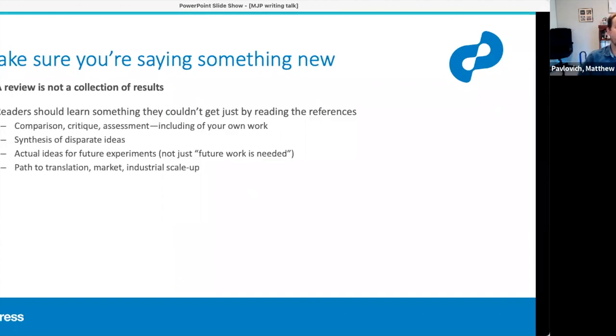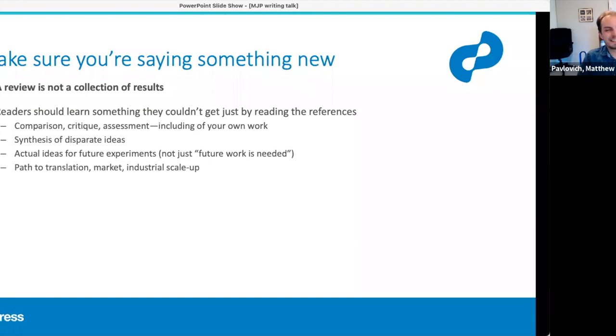Maybe that's a comparison, critique, assessment, including of your own work. You can cite, of course, your own research in a review, but you should compare it against what other groups are doing. And maybe this approach looks more promising than that one, or people used to think about this topic this way, but now our understanding has changed. Maybe you're synthesizing different ideas. We'll think back to that example I raised about synthetic biology for bacterial consortia. So there's synthetic biologists and there's bacterial ecologists, but bridging those communities together and saying, here's how we can use synbio to manipulate the consortia.